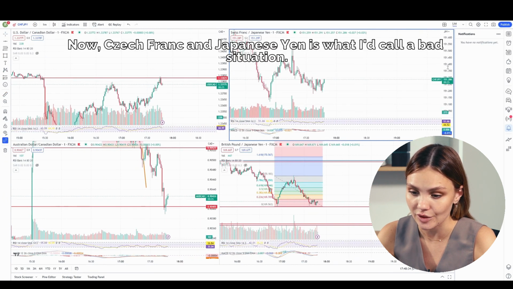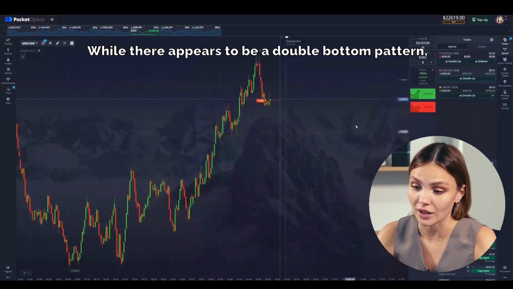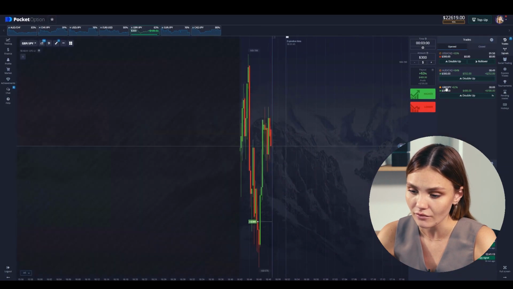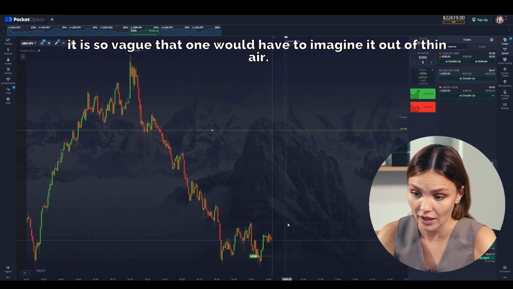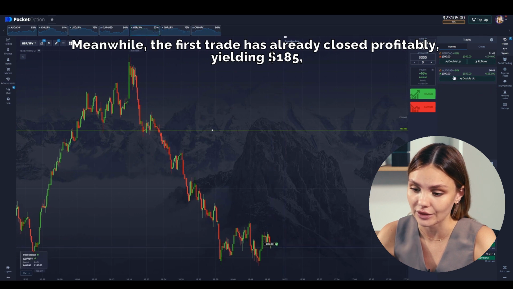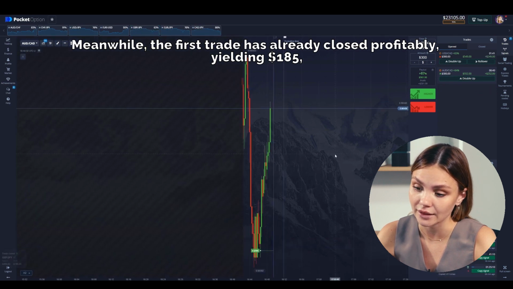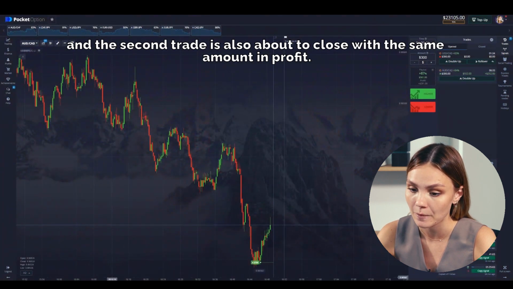Now, Czech franc and Japanese yen is what I'd call a bad situation. While there appears to be a double bottom pattern, it is so vague that one would have to imagine it out of thin air. Meanwhile, the first trade has already closed profitably, yielding $185, and the second trade is also about to close with the same amount in profit.